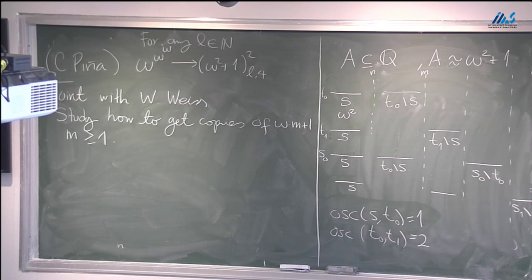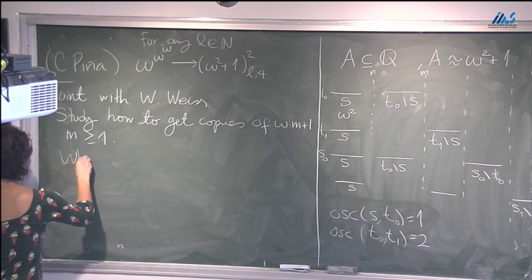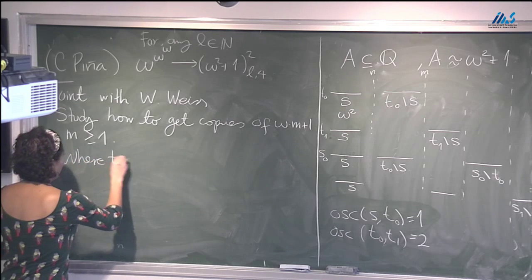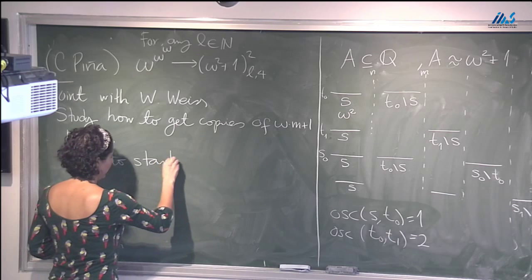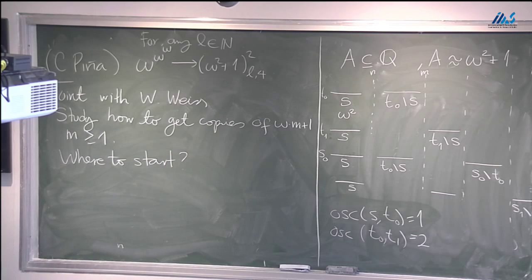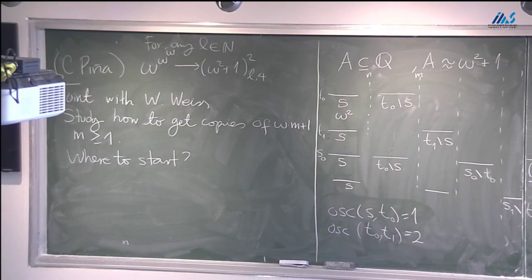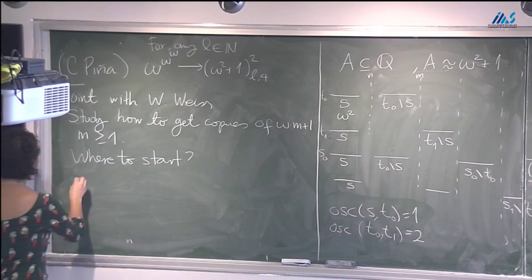How to get copies of omega times n plus 1, how much we can reduce the colorings, and so on. So, okay, let's see where we start. We start by finding the Ramsey degree for pairs of these ordinals. So what is the Ramsey degree?